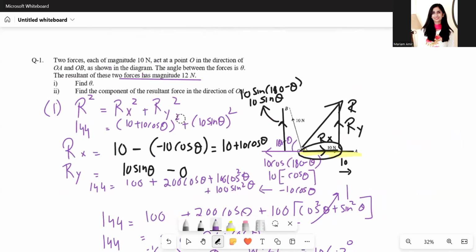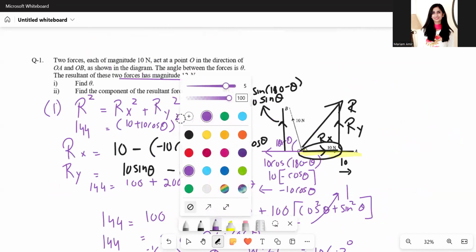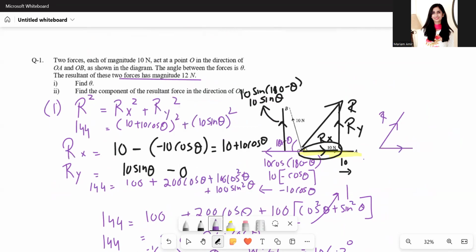Okay. Next it says, find the component of the resultant force in the direction of OA, which is Rx. We can see it from the figure. This is R, then this would be Rx. So that's in the direction of OA. So Rx is 10 plus 10 cos theta.